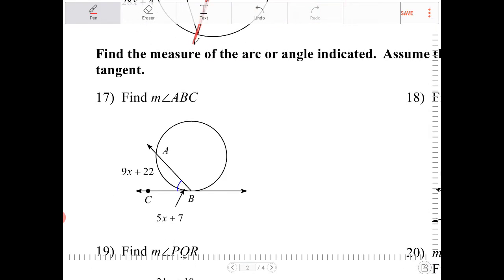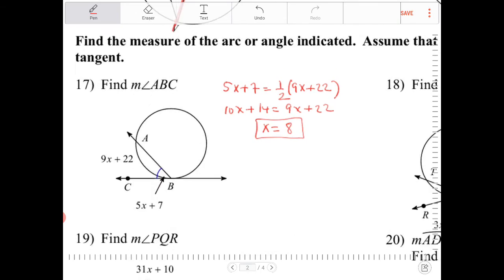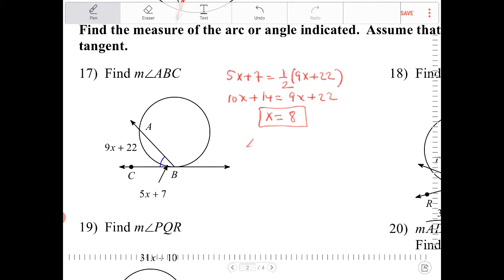Find angle ABC. ABC is an inscribed angle, so 5x plus 7 is equal to 1/2 of 9x plus 22. I'm going to multiply the other side by 2, so I get 10x plus 14 is equal to 9x plus 22. Subtract 9x, subtract 14, and I get x is equal to 8. And if x is equal to 8, then angle ABC will equal 40 plus 7, so it's 47.